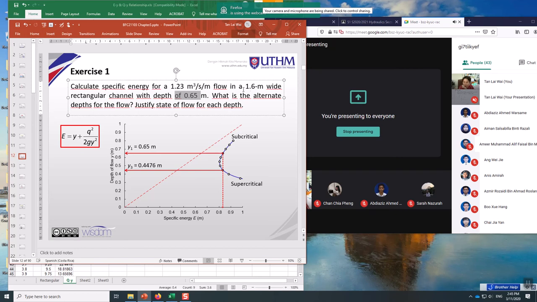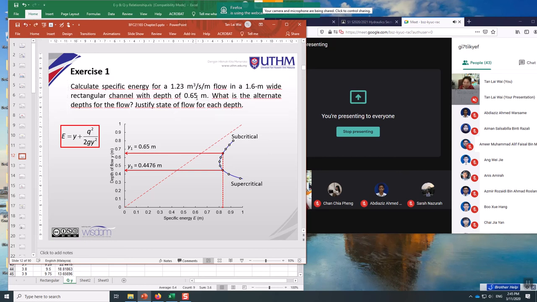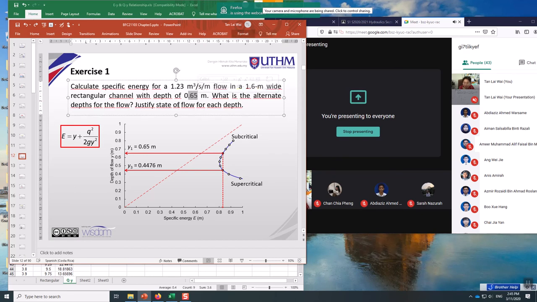Calculate specific energy. I think this is quite straightforward. Actually, I kind of read the question wrongly. You are asked to find the specific energy, which means one y is already given to you, so you can get your E. Once you get E, you have to solve this equation again to get your other y.